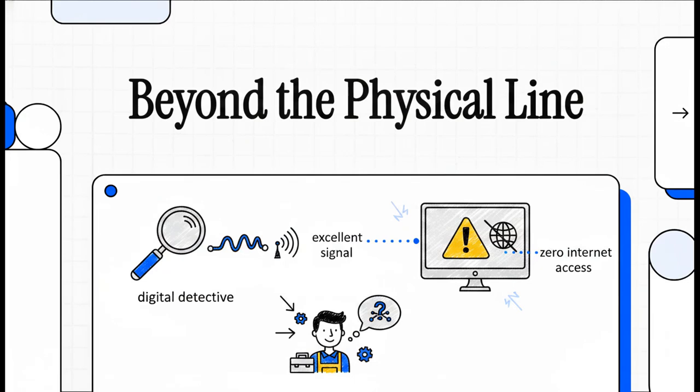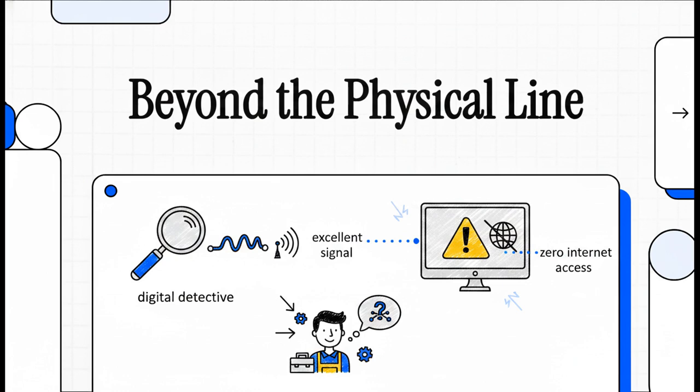Picture this. You're called to a scene. You walk in, check the fiber optic cable, it's totally intact. You test the signal, absolutely perfect. But then you glance at the computer screen and staring right back at you is that dreaded yellow warning triangle hovering over the network icon, zero internet access.